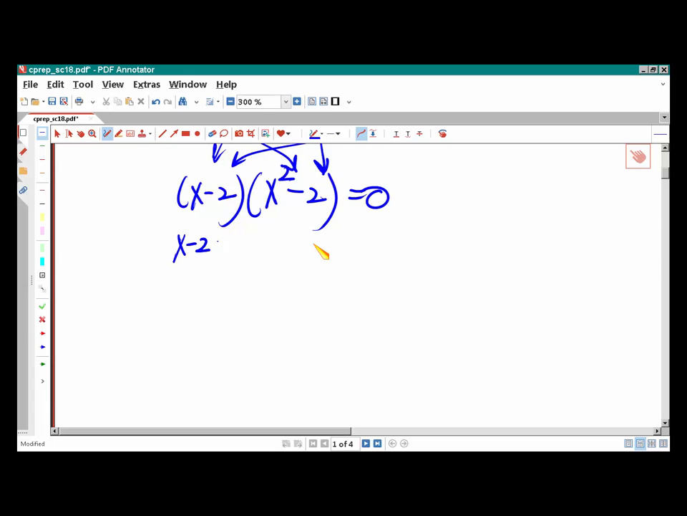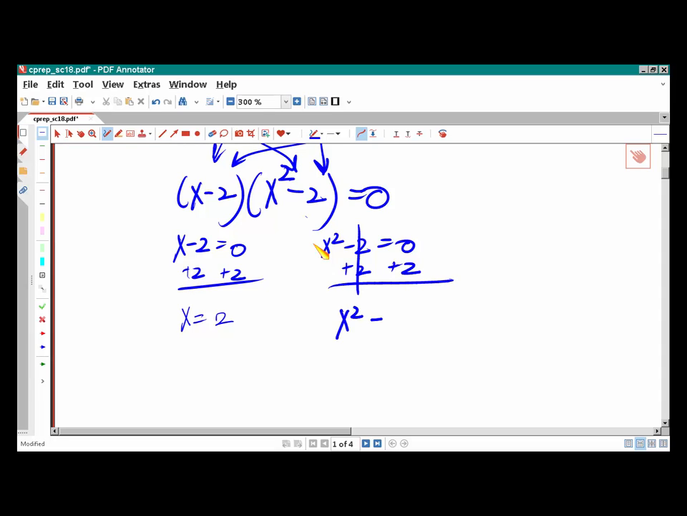So for this one, I get x minus 2 equals 0, add 2. That gives me a solution of x equals 2. For this one, I'm going to add 2. That gives me x squared equals 2. And now I'm going to solve by taking square roots. So I get x equals plus minus square root of 2. So that means I have three solutions, plus minus square root of 2 and 2.